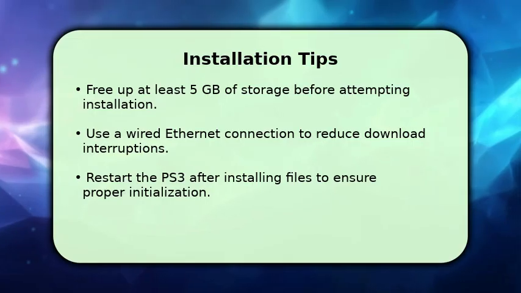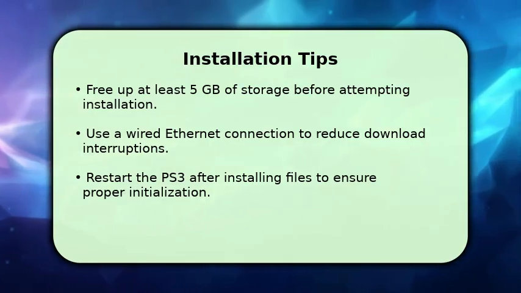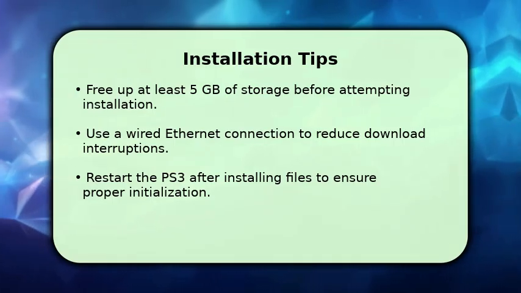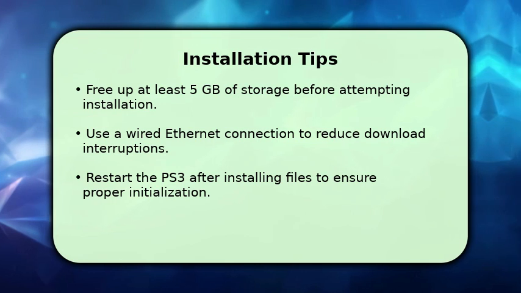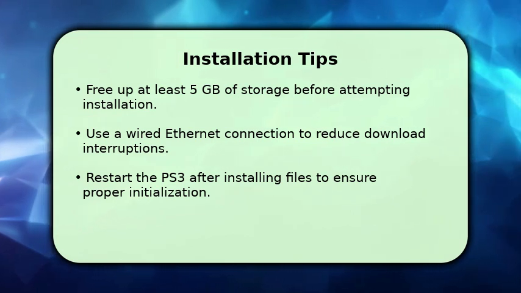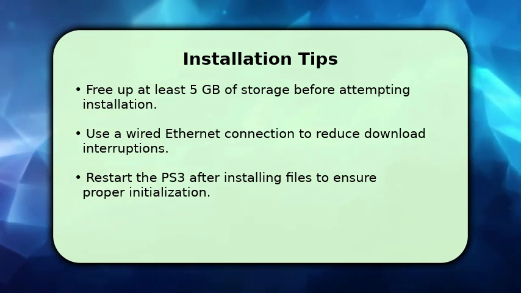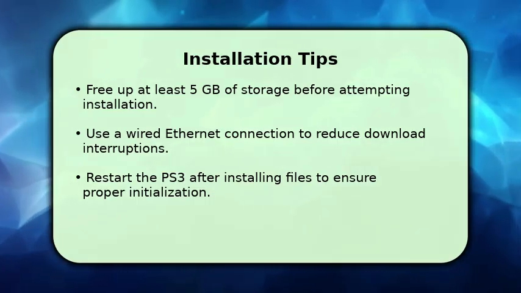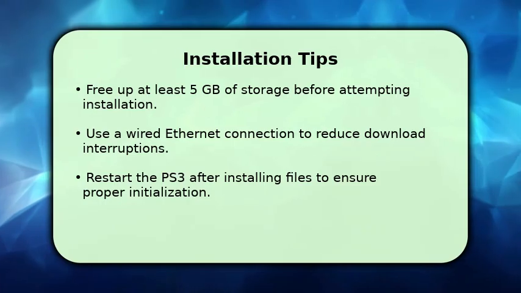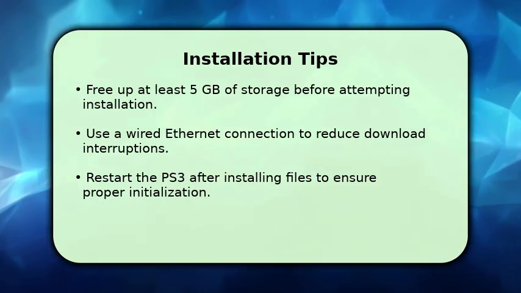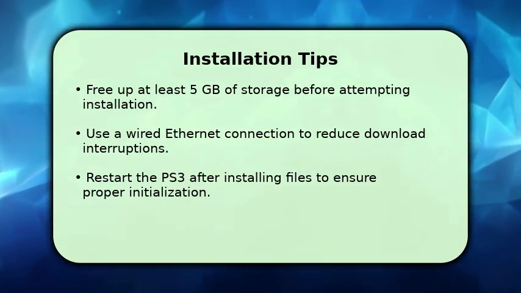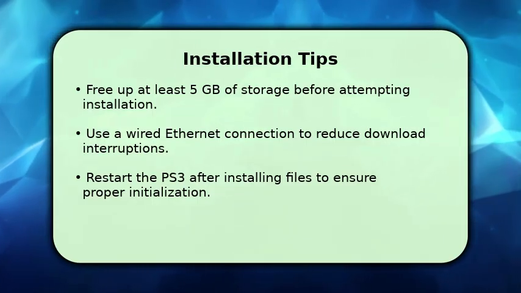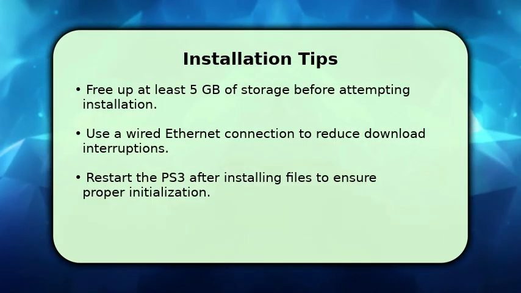For installation, start downloads during off-peak hours to minimize interruptions and prioritize a wired Ethernet connection for stability. Remove unused games or media to free at least 5 GB of space, and run any available system updates before installing client files. After the install completes, restart the PS3 so changes initialize correctly, then launch Fortnite and apply recommended performance settings. If errors occur, note error codes and retry the process step by step.